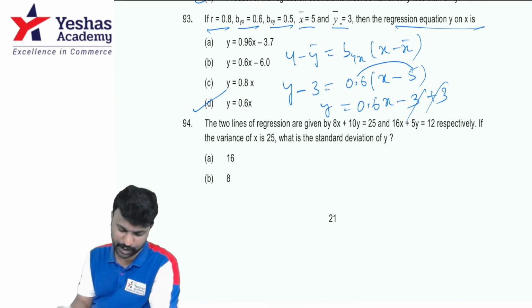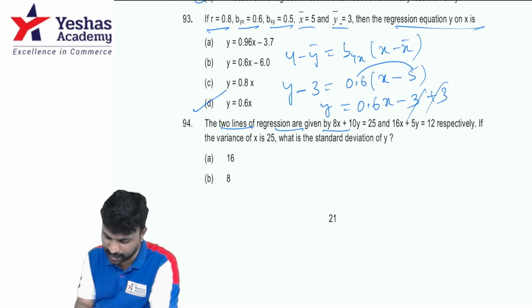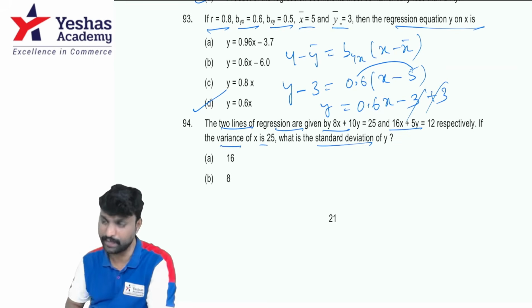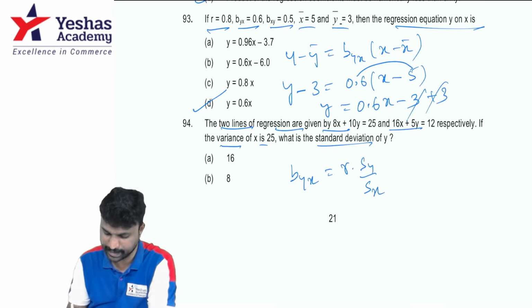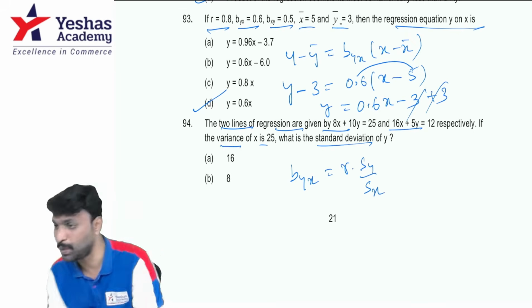Guys, moving on to the next question. The 2 regression equations are given. If the variance of X is 25, what is the standard deviation of Y? Guys, you know b by x is equal to what? R into SY by SX. Is it not? b by x is R into SY by SX.